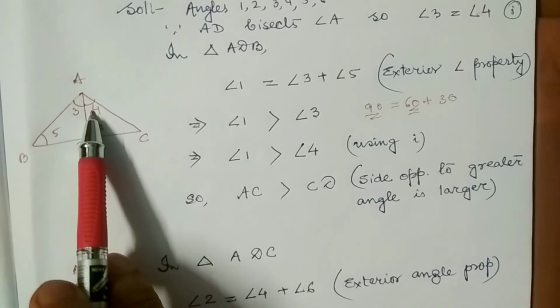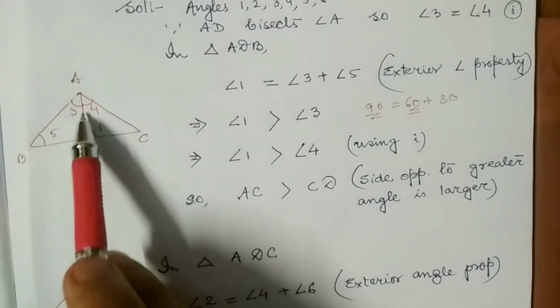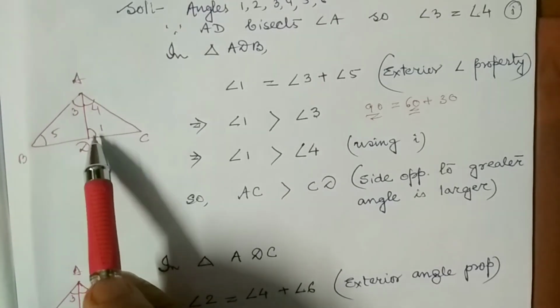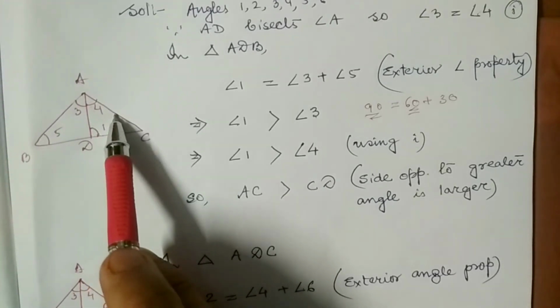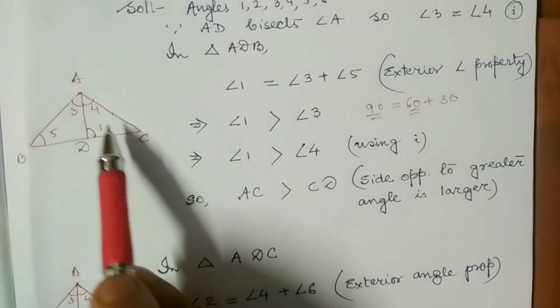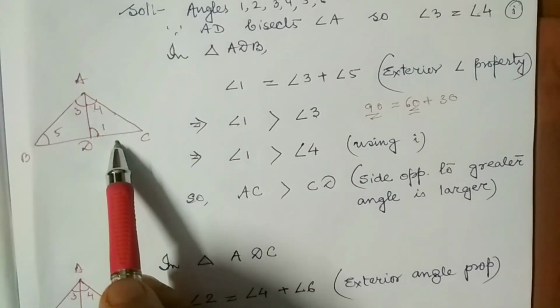And we know the property that the side opposite to the greater angle is larger. So out of 1 and 4, angle 1 is greater, so its opposite side, that is AC, is longer than 4's opposite side, that is CD.